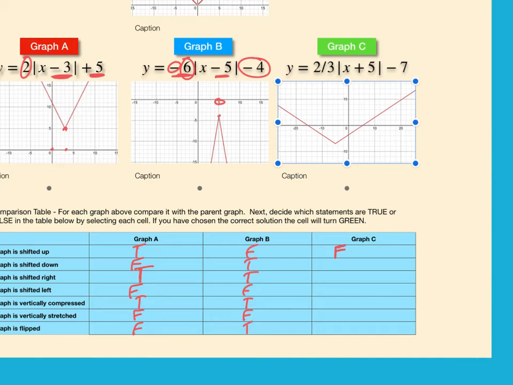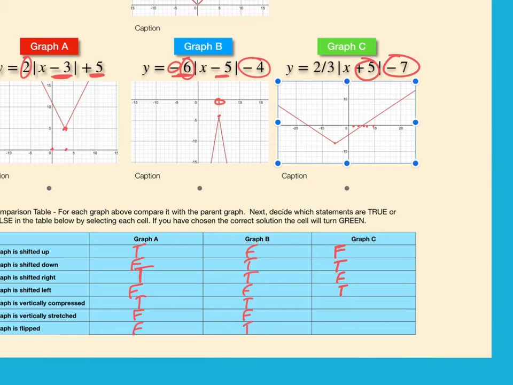Did we go down? Yes, we did. How many units? 7. Okay, this graph is just spaced out a little different. Each of these units means 2 instead of 1, because we can see that there are 5 lines between the 0 and the 10. Okay, did we shift right? No, but we did go left, and we went left 5, right, because this is a positive 5.